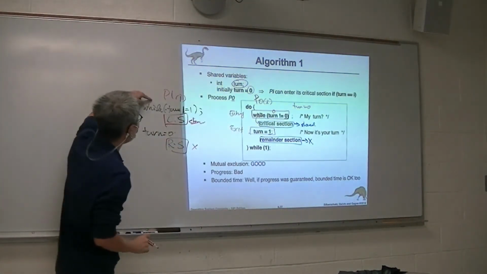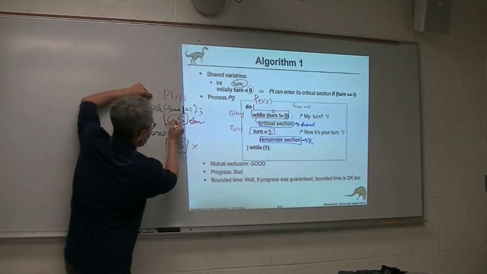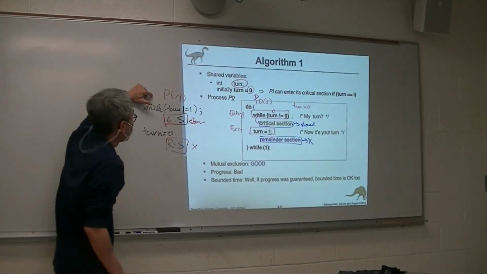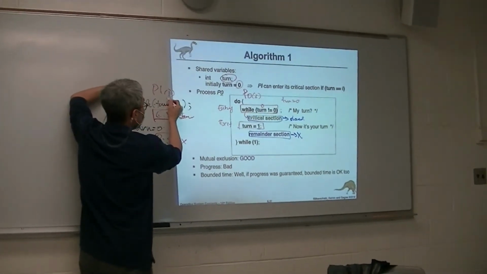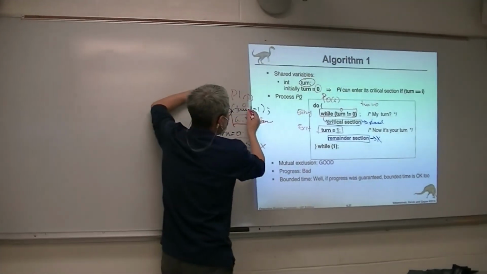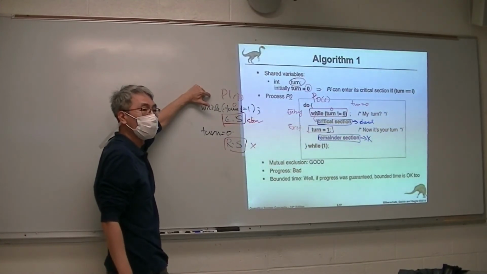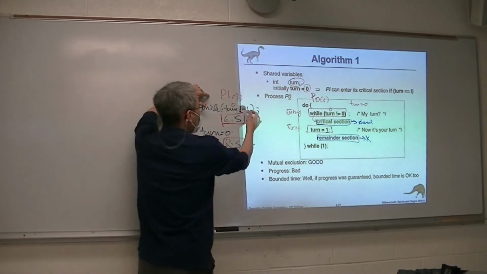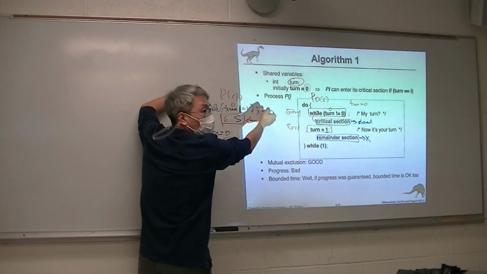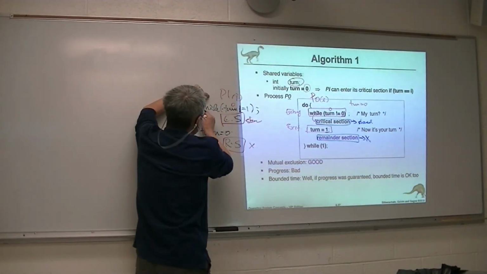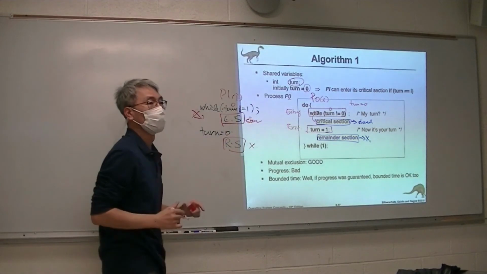At this time, if process 1 would like to enter the critical section, so what is time? 0, right? 0 is not 1. Is it true or false? That's true. True means it's an infinite loop. Right? You cannot proceed until when?